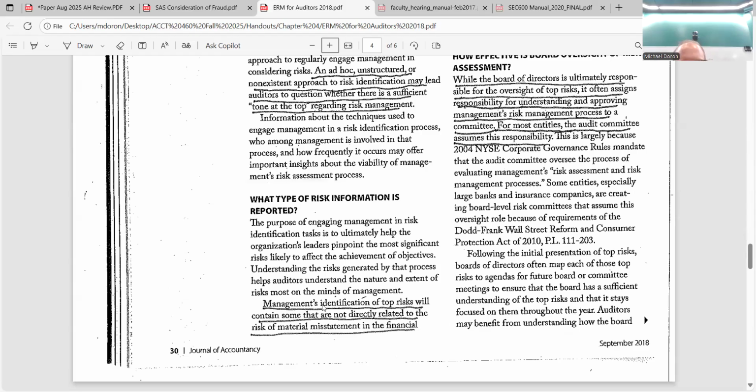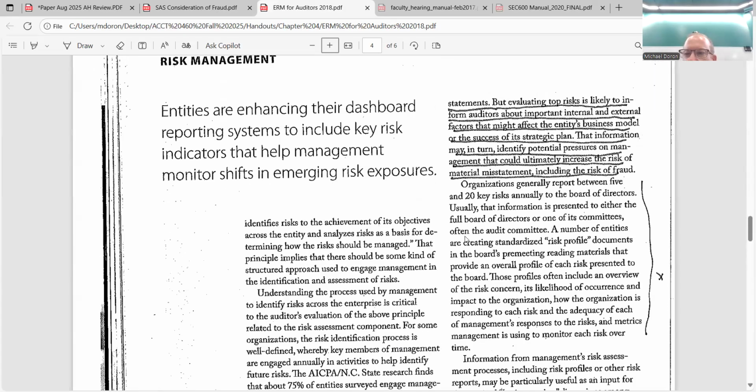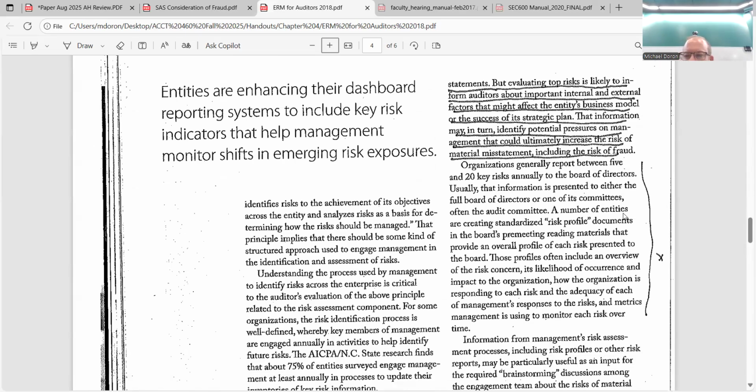Management's identification of top risks will contain some that are not directly related to the risk of material misstatement in the financial statements. But evaluating top risks is likely to inform auditors about important internal and external factors that might affect the entity's business model or the success of its strategic plan. That information may in turn identify potential pressures on management that could ultimately increase the risk of material misstatements, including the risk of fraud. So knowing what all's going on in the business can tell you, is there pressure on this management to, for example, manage their earnings?